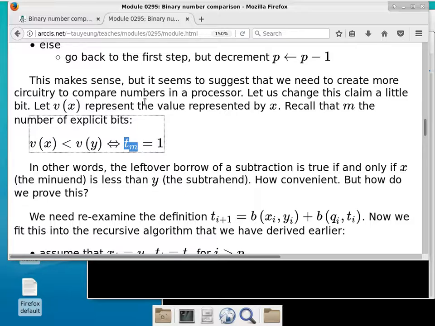Okay, so I'm claiming that if TM is a 1, then we can make a conclusion that VX is less than VY, which is great because we already know how to do a subtraction. We know how to get to TM already. Now, if you're using the carry look ahead mechanism, it can be a little bit messy when m is a large number, but we know the general way of getting to TM.